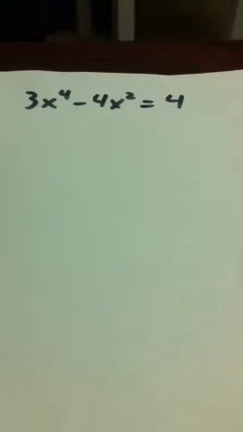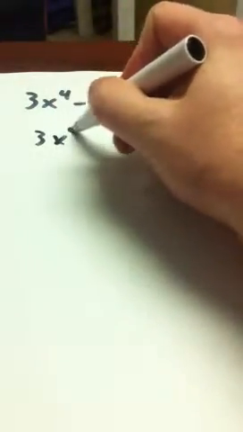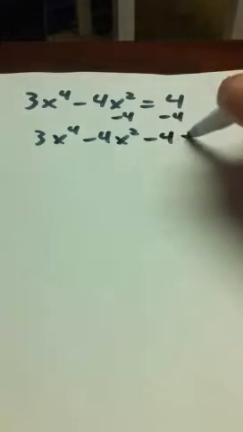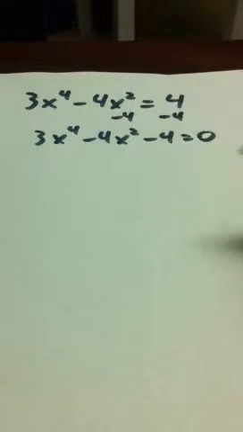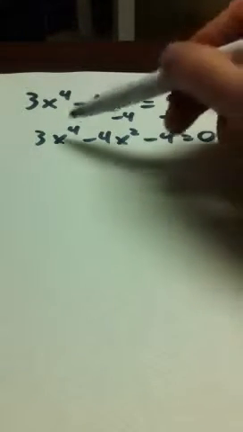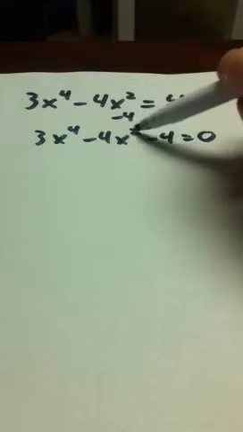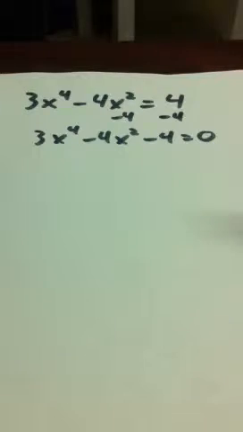So let's look at a second example of this. So I got 3x to the fourth minus 4x squared equals 4. Again, I've got three terms, but it's not equal to 0. So I've got to subtract that 4 over to the other side. So now I get 3x to the fourth minus 4x squared minus 4 equals 0. So again, one of the ideas from here is I can try to factor it like it's a quadratic in nature. It's got, again, three terms. Constant as the last one.